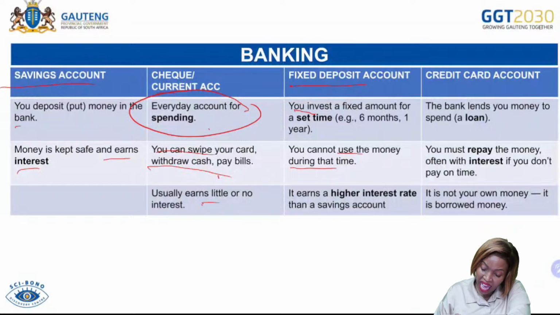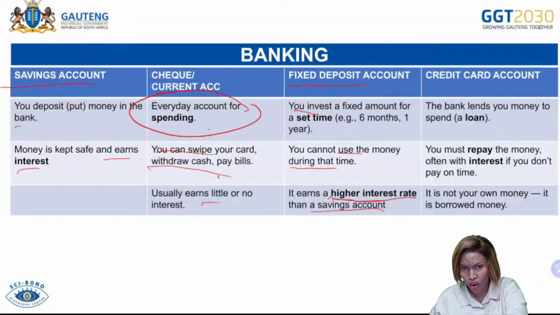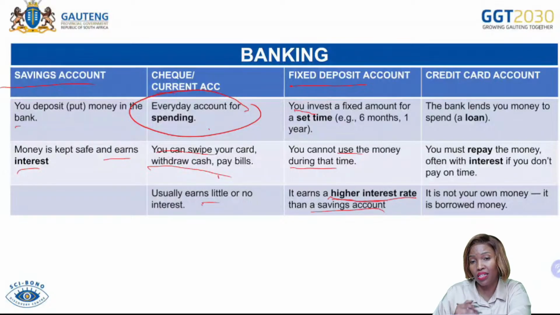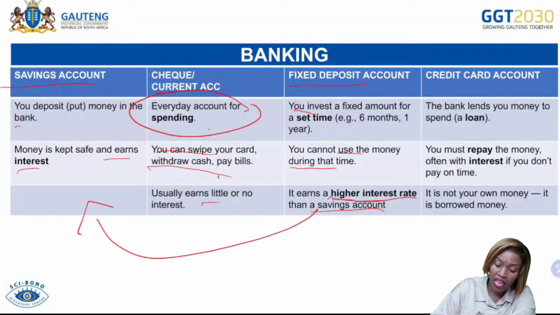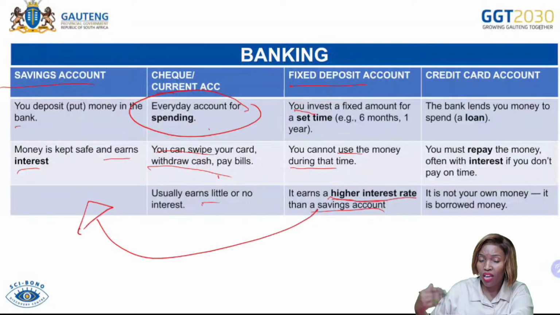And then it earns a higher interest rate than the savings account. Why? It earns a higher interest rate because the money is kept there for longer periods. Remember, you cannot access your money. Hence, it earns more interest as compared to the savings account. With the savings account, you are able to access your money anytime.